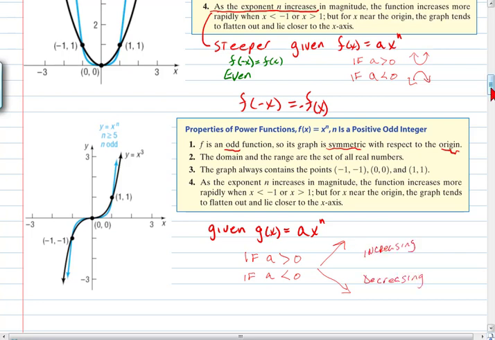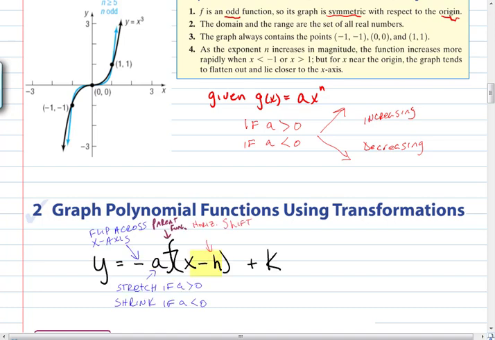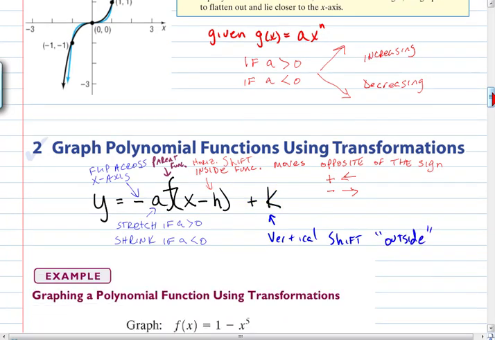Now, all of this becomes really important whenever we look at graphing polynomial functions using transformations. I'm going to summarize all of that for you. The horizontal shift is inside the function, and it moves opposite the sign. By that I mean that a plus is going to go to the left and a minus is going to go then to the right. K here is a vertical shift. It's found outside the parent function and it moves with the sign. So a plus is going to go up and a minus is going to go down.